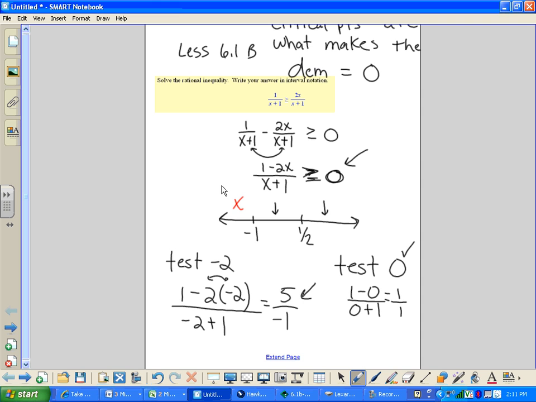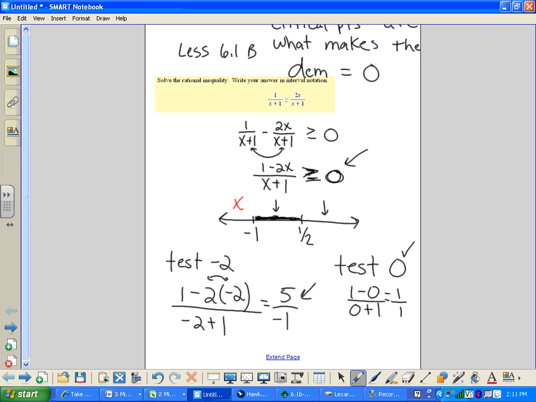So that means anything in this interval right here would be a solution. So what I'm going to do is shade this part right here. Okay, now as far as the endpoints go, we'll talk about that in just a minute. For right now, we're just going to leave them open. Now let's go to the other interval.